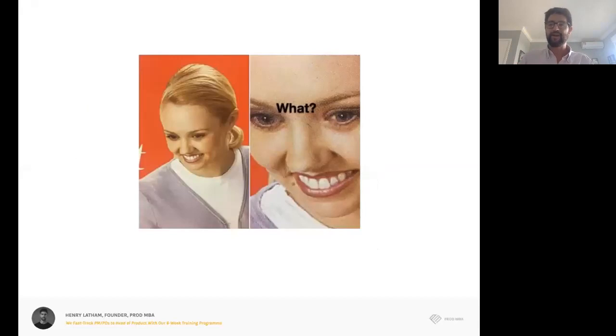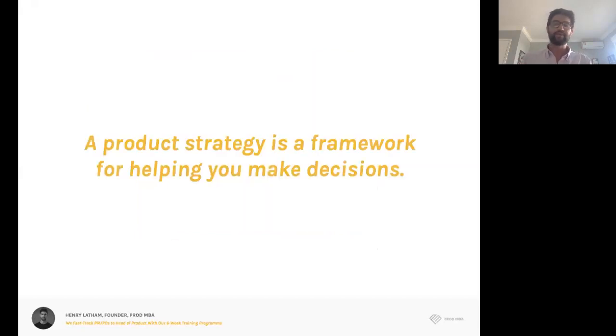Product strategy is a concept that lies at the heart of effective product leadership and really the success of any product or product-led organization, yet it is also one of the most misunderstood. Product strategy is not a plan. A product strategy is a framework for helping you make decisions. Now, a plan may be the enactment of a product strategy, but it is not a plan in itself.